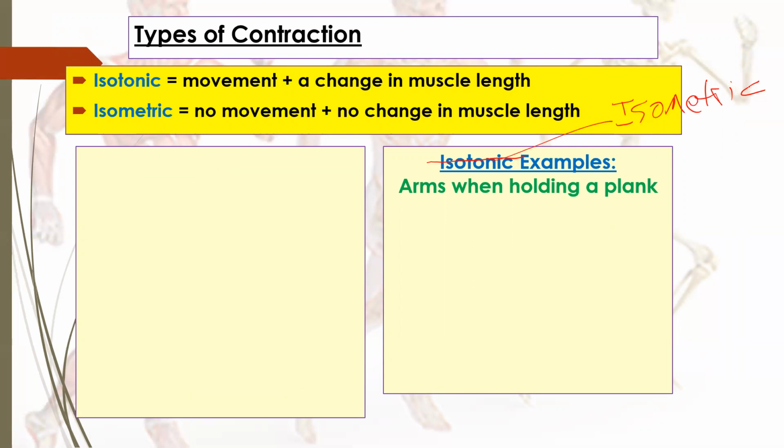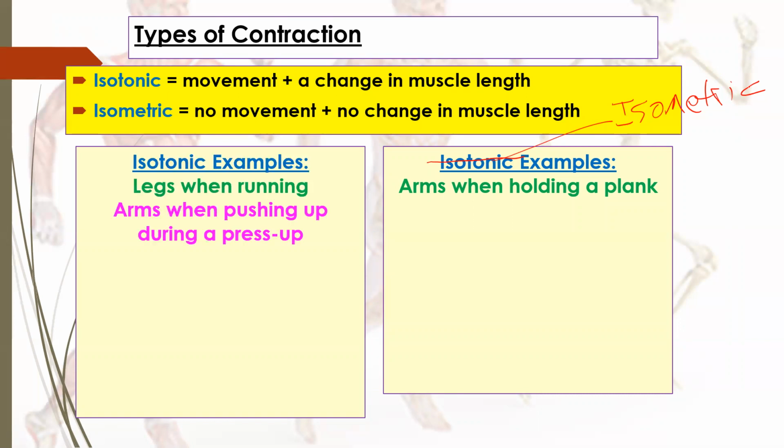And we'll go through a few examples. Now, there are lots, obviously, for isotonic, because any movement involved in sport is potentially isotonic. So some of the ones, just to add these to your list if you haven't got these included. So the legs when running, the arms when pushing up during a press up. So when you've gone down and then you push up, that movement involves changes in muscle length.